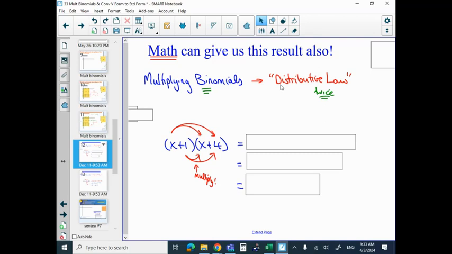Some people talk about the FOIL rule as a way to remember all the pieces, but that doesn't extend to what you're going to do later on, where you're going to have like x squared plus x plus 1, let's say, times stuff.